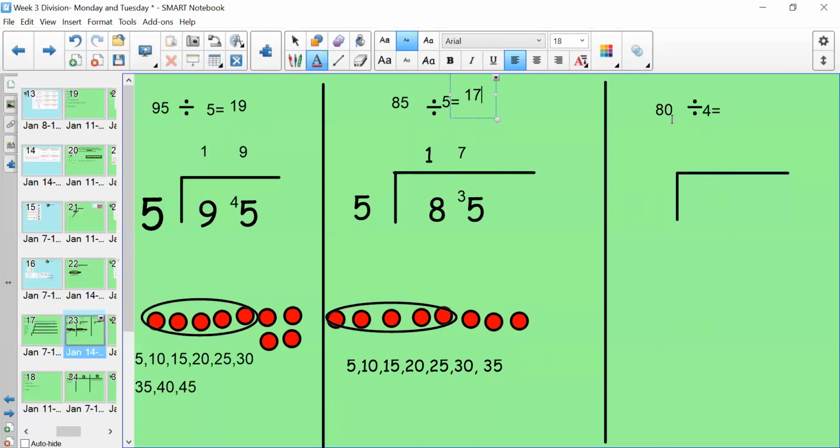Okay, and then this last one, you probably could have actually used known facts to work this out, but we'll just do it using the bus stop method for extra practice. So 80 divided by 4. Okay, so first one we do is 8 divided by 4. So can 4 go into 8? So we write our multiples of 4 now, not 5 anymore, because we're dividing by 4. So we can do 4, 8, 12, and already we can see, oh yes, it does go into 8. It is a multiple of 8. So 4 and 8, it goes in twice.